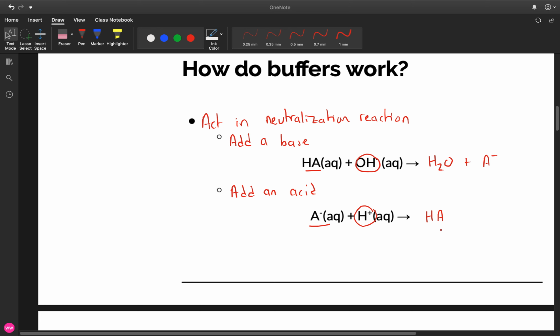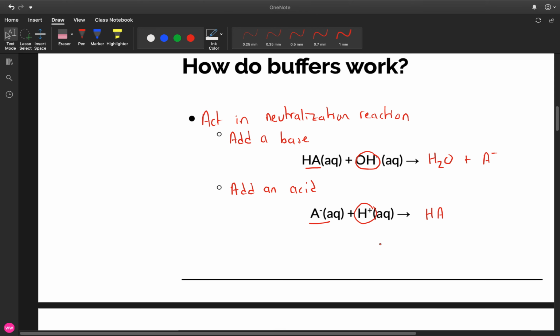So once again, if I have the acid and its conjugate base in solution at the same time, they're not reacting with each other in a neutralization reaction. However, any separate added base or acid will react with each one of those things respectively.